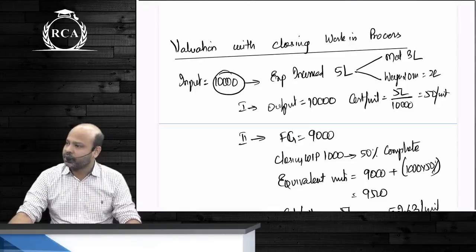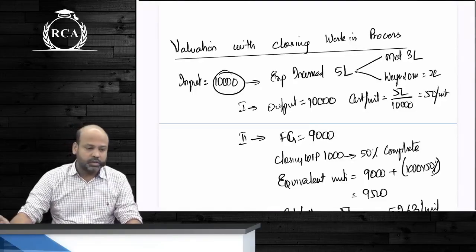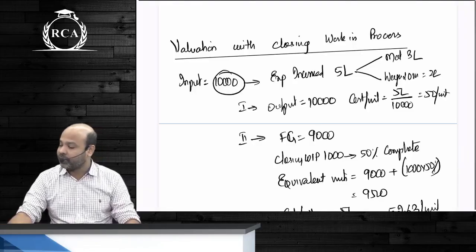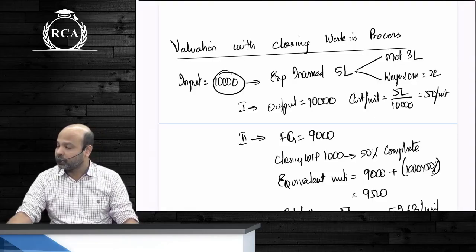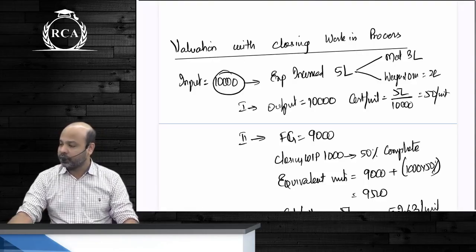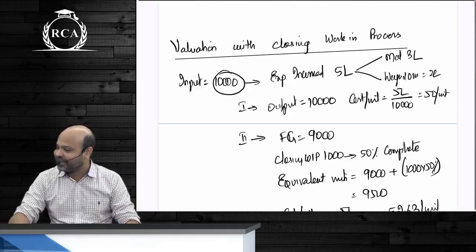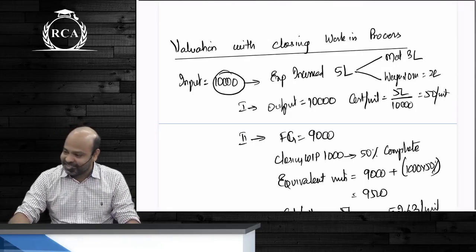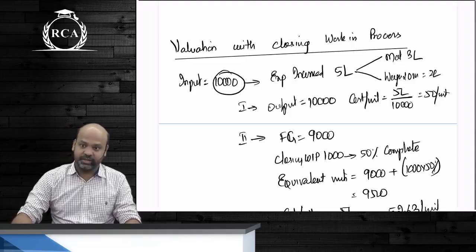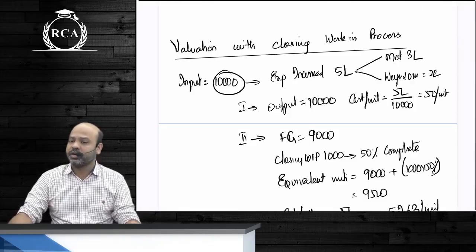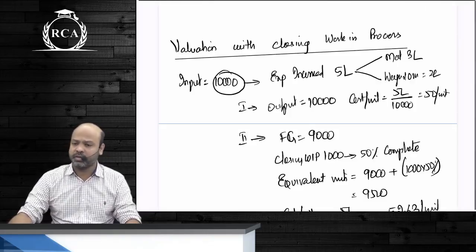Second example. Same as example 1 except 1000 units are in process.